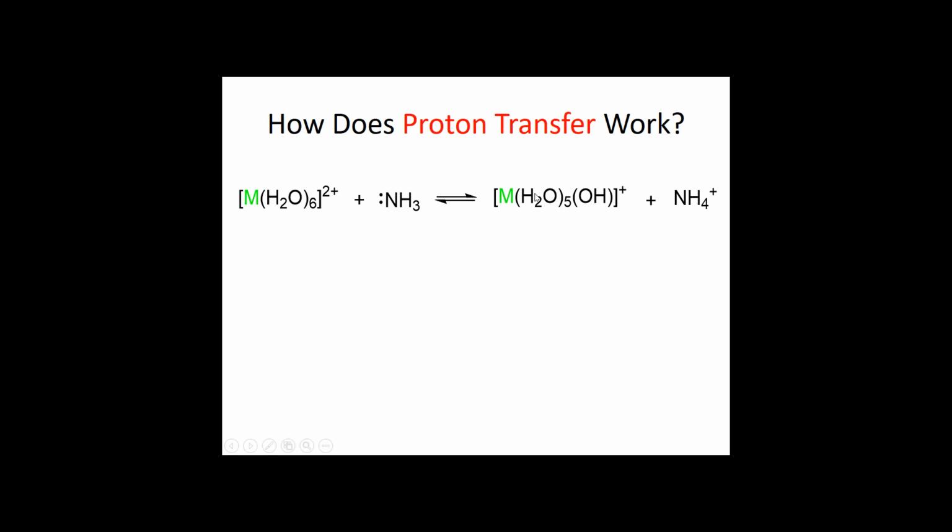So you have an OH and then H2O, and 5 of those now no longer 6, and then NH3 becomes NH4. Now let's look at that and see how that actually works. So this is what the metal hydrate looks like. It's actually an octahedral complex with 6 waters around it.